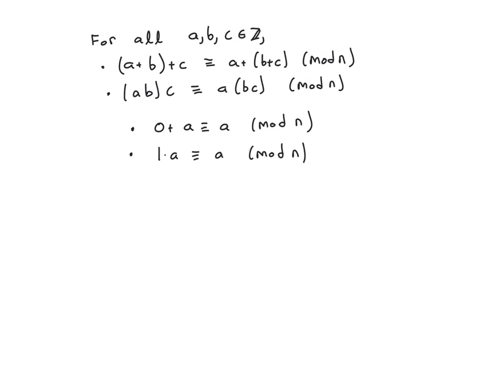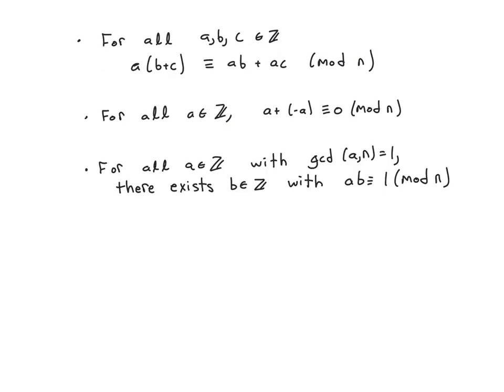The other silly fact that seems trivially true is that 0 plus a is congruent to a modulo n, and 1 times a is congruent to a modulo n. So none of these seem that surprising, and none of them are that hard to prove. Continuing the list of properties that would surprise nobody, if you have three integers, a times (b plus c) is congruent to ab plus ac modulo n. And if you add a number to its negative, you get 0 modulo n.